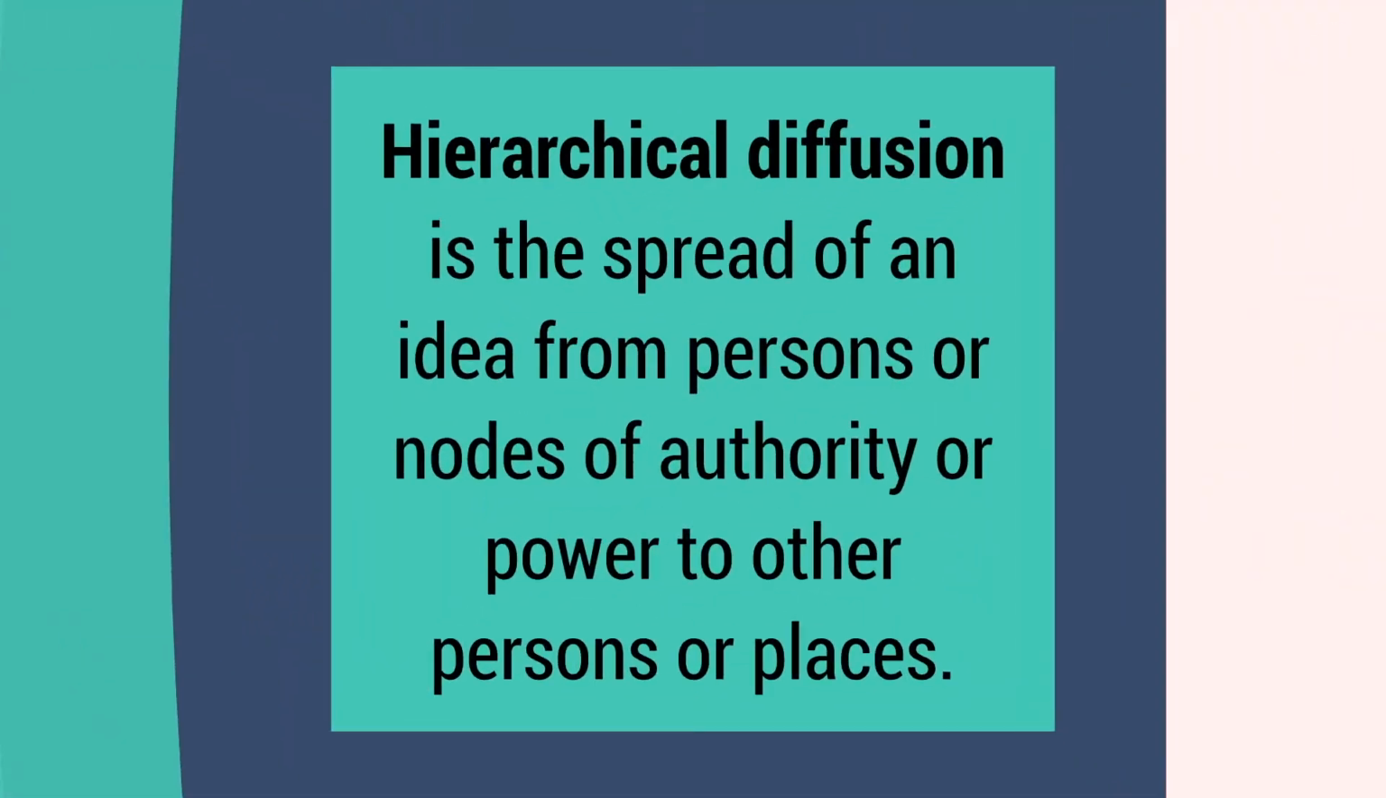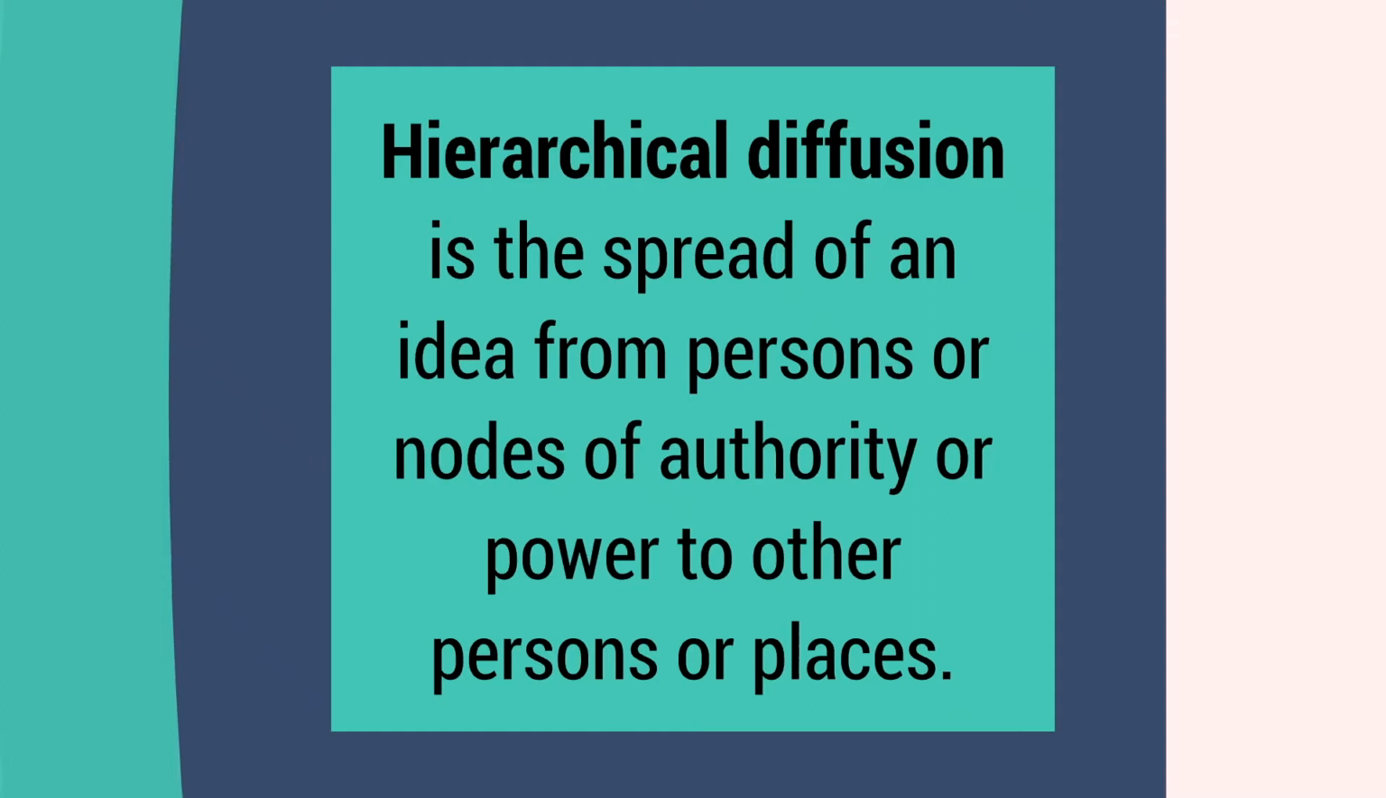Hierarchical diffusion is the spread of an idea from persons or nodes of authority or power to other persons or places. So instead of it being one-to-one, as in contagious diffusion, where you're talking to two people and spreading that thing to two people, this is where someone in a position of power or a city that's ranked above other cities spreads it far away to something else, and then it trickles down to people under them.